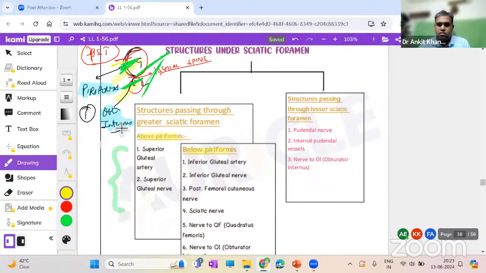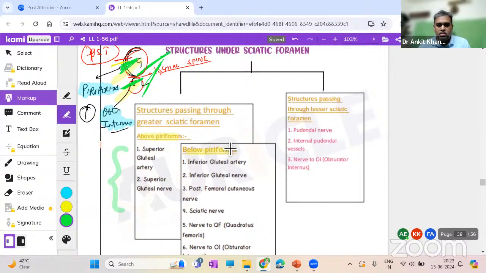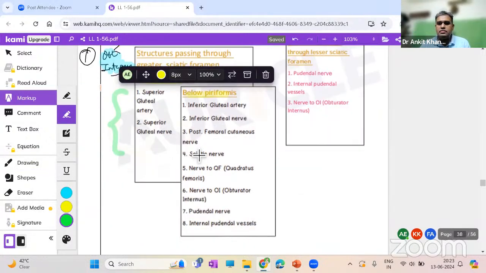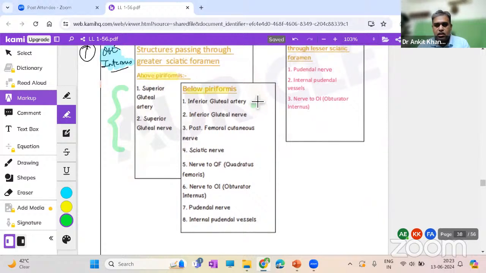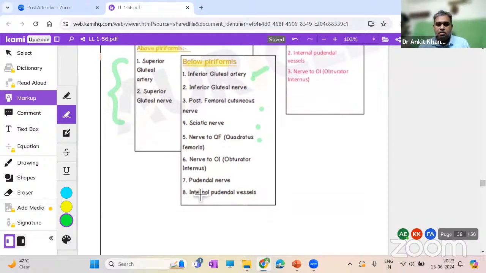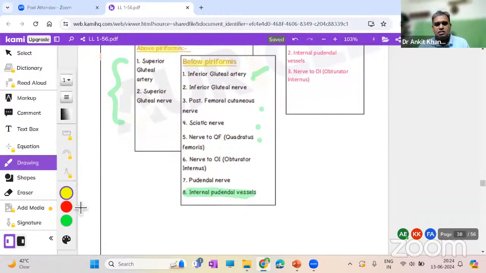Then you will have the huge piriformis, and after that you will have all of these structures which are running below piriformis. Inferior gluteal nerve and vessels, then all these nerves coming from the lumbosacral plexus, and finally the internal pudendal vessels. Sometimes you might be wondering, where does this internal pudendal vessel actually come from? See, this vessel is a branch of the internal iliac artery.